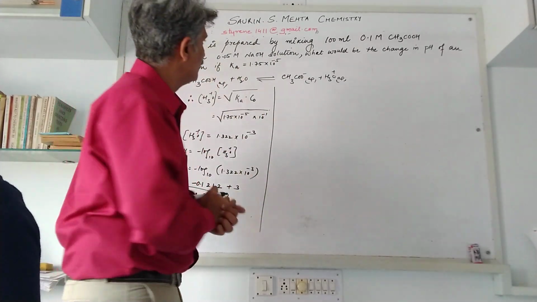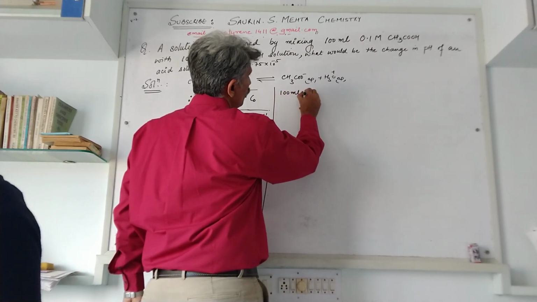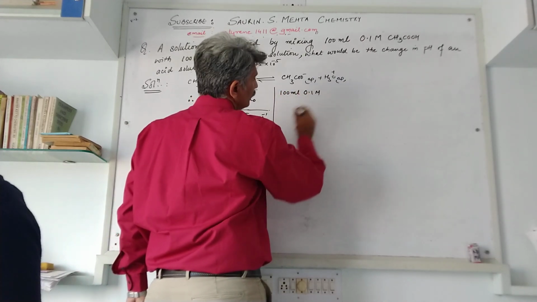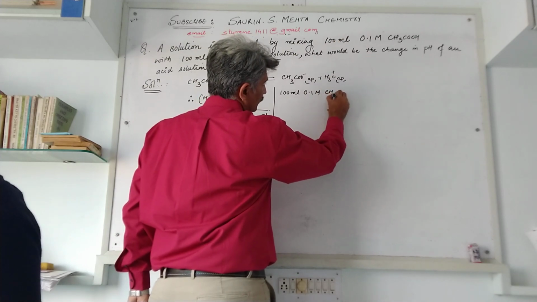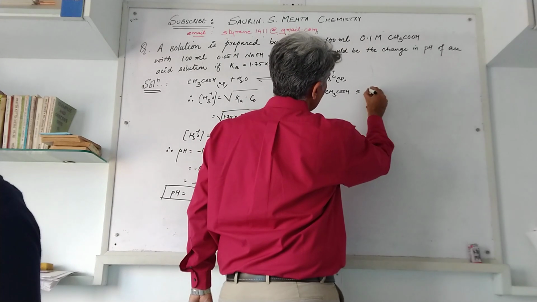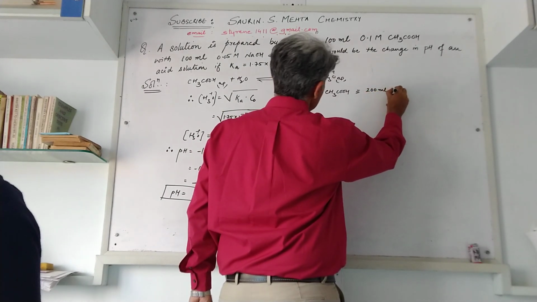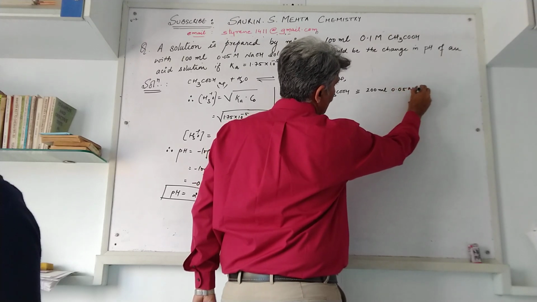I can say simply that 100 ml 0.1 molar acetic acid means I can write 200 ml 0.05 molar acetic acid.